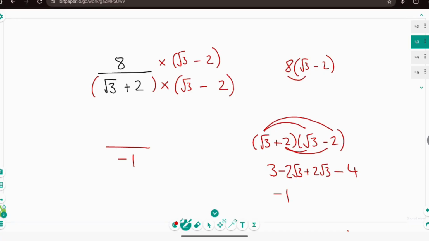8 times root 3, 8 root 3. 8 times negative 2, negative 16. If we did want to divide them both by minus 1, we'd have minus 8 root 3, and minus 16 divided by negative 1 is positive 16. That's just to really just tidy it up. Maybe if they asked you to simplify it fully.